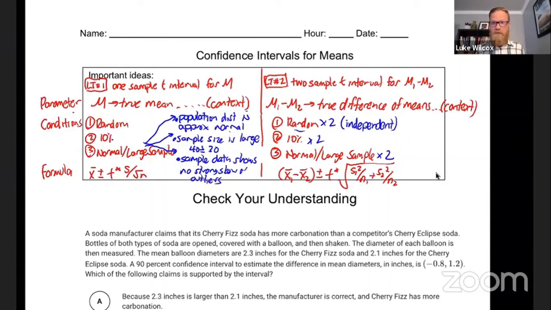So the check your understanding problem you see there is your homework problem. That'll be the first thing that Mr. Murphy will do tomorrow, is to go over that answer with you.